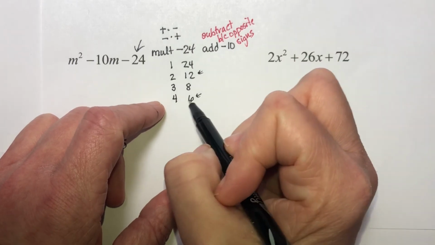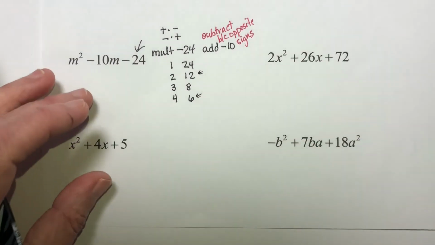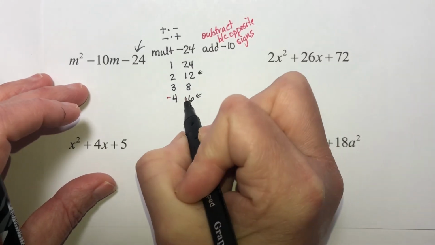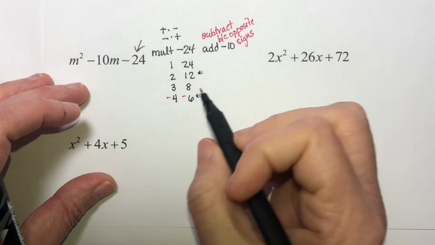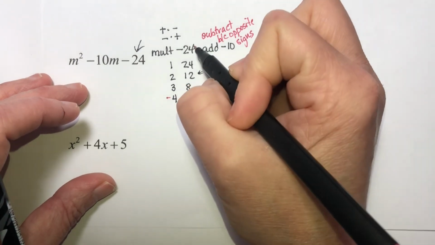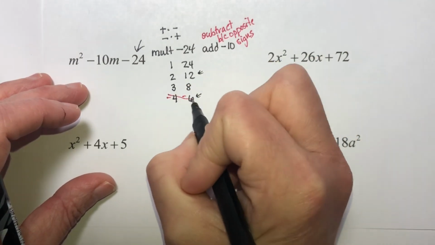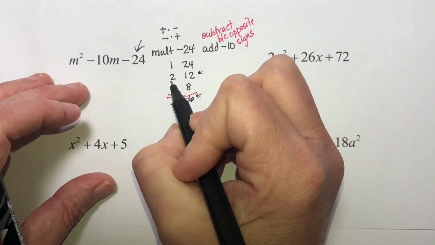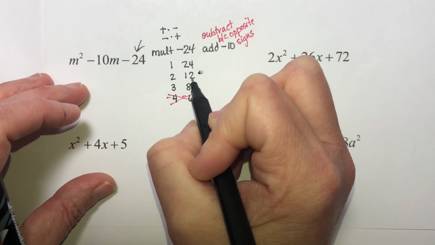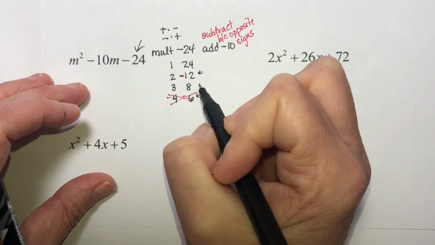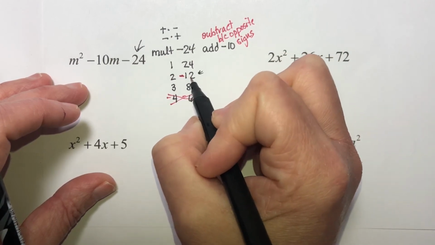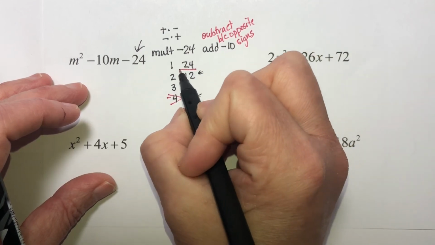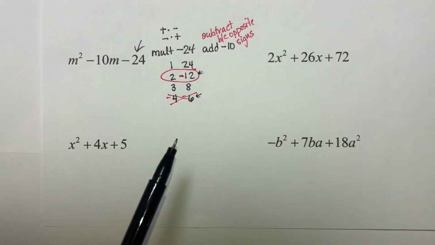Now look at this one. Let's talk about why it's wrong, why this one won't work. If I wanted to add them to negative 10, I would need to do a negative 4 and a negative 6. But if I multiply negative 4 and negative 6, I get a positive 24. The signs don't work here. If I take the 2 and the 12, and I make the 12 a negative, then 2 plus negative 12 is negative 10. And if I multiply these together, I get negative 24. This is the only one that will work.